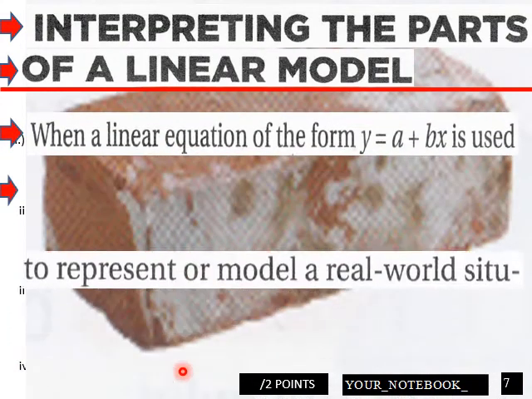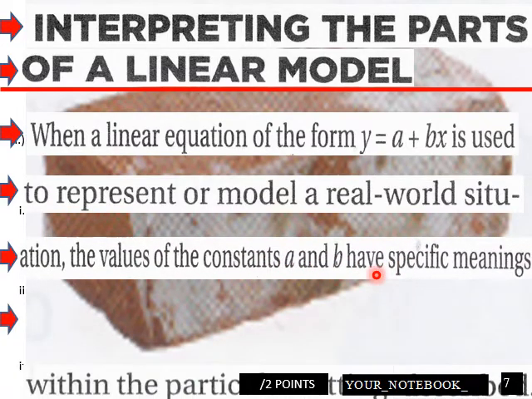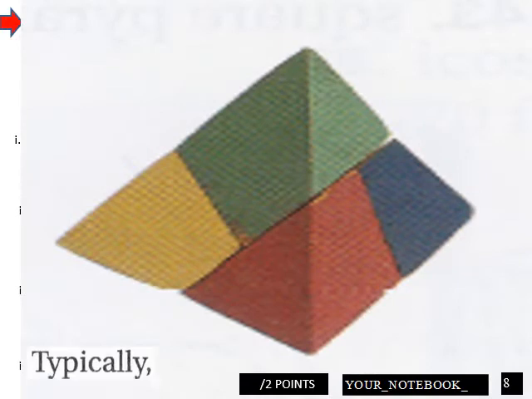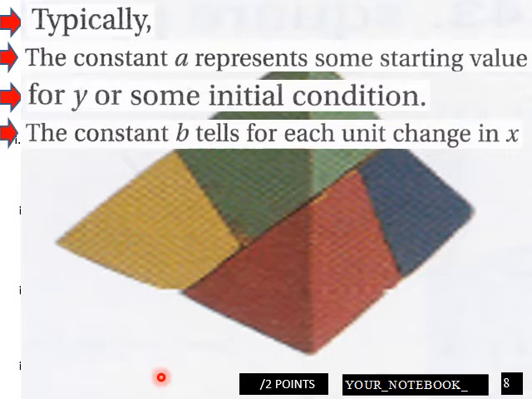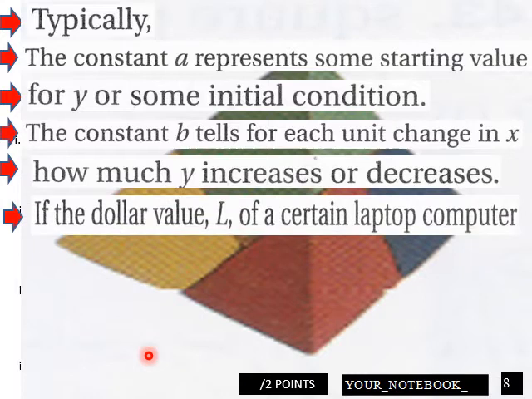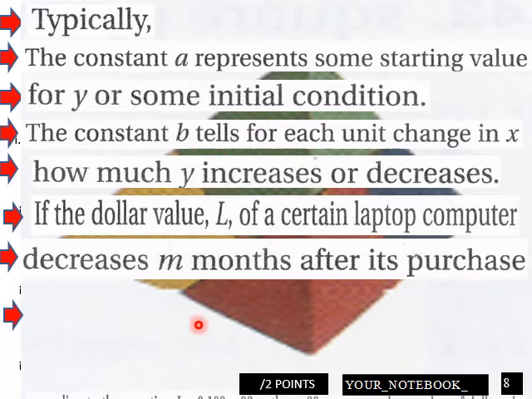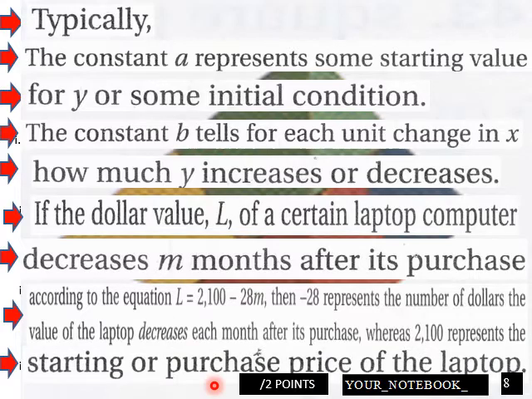Interpreting the parts of a linear model. To model a real-world situation, the values of constants a and b have specific meanings within the setting described. Typically, constant a represents some starting value for y or some initial condition. b tells, for each unit change in x, how much y increases or decreases. If the dollar value L of a certain laptop computer decreases m months after its purchase, according to this equation, then negative 28 represents the number of dollars of value the laptop decreases each month after its purchase.